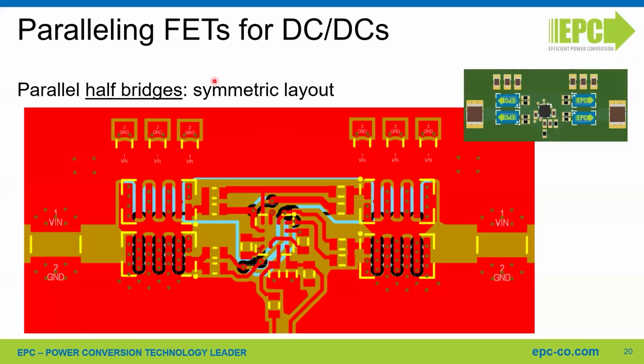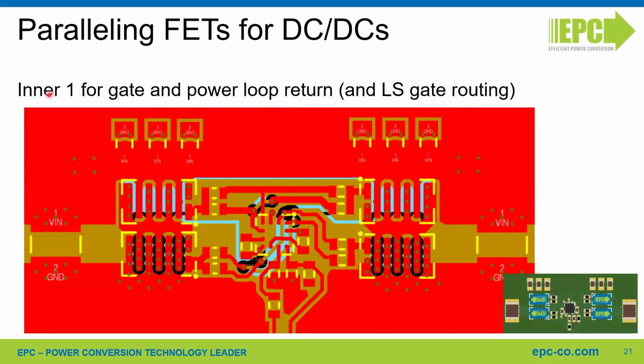So what we suggest is to lay out a symmetrical design. So it's more two parallel half bridges with a common gate driver more than two parallel FET devices. As you can see, in this example, we prioritize the high side FET with the hypothesis of a buck converter. So we have used the inner layer one for the gate return of the high side and for the power loop return, and also for some low side gate drive routing.